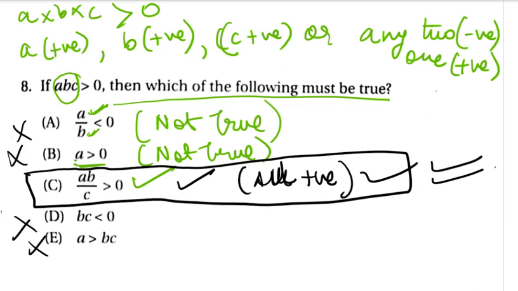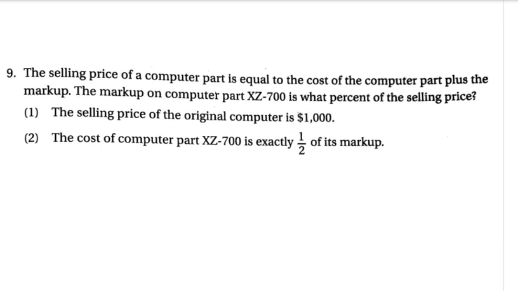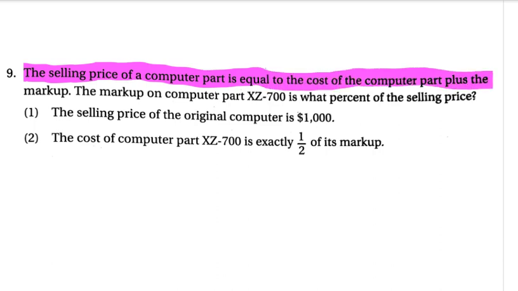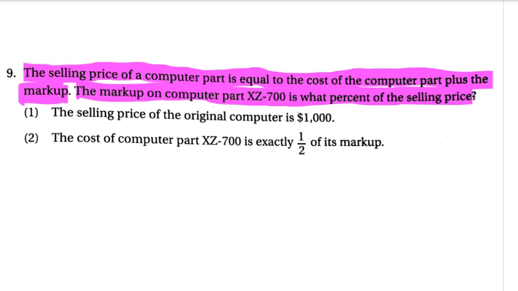So moving on to the next question, we have that criteria sufficiency question. So what is the question telling us? Let's read the question. It's a word problem, so we need to understand. The selling price or the SP of a computer part is equal to the cost or CP of the computer part plus the markup. The markup on computer part XZ700 is what percent of the selling price?